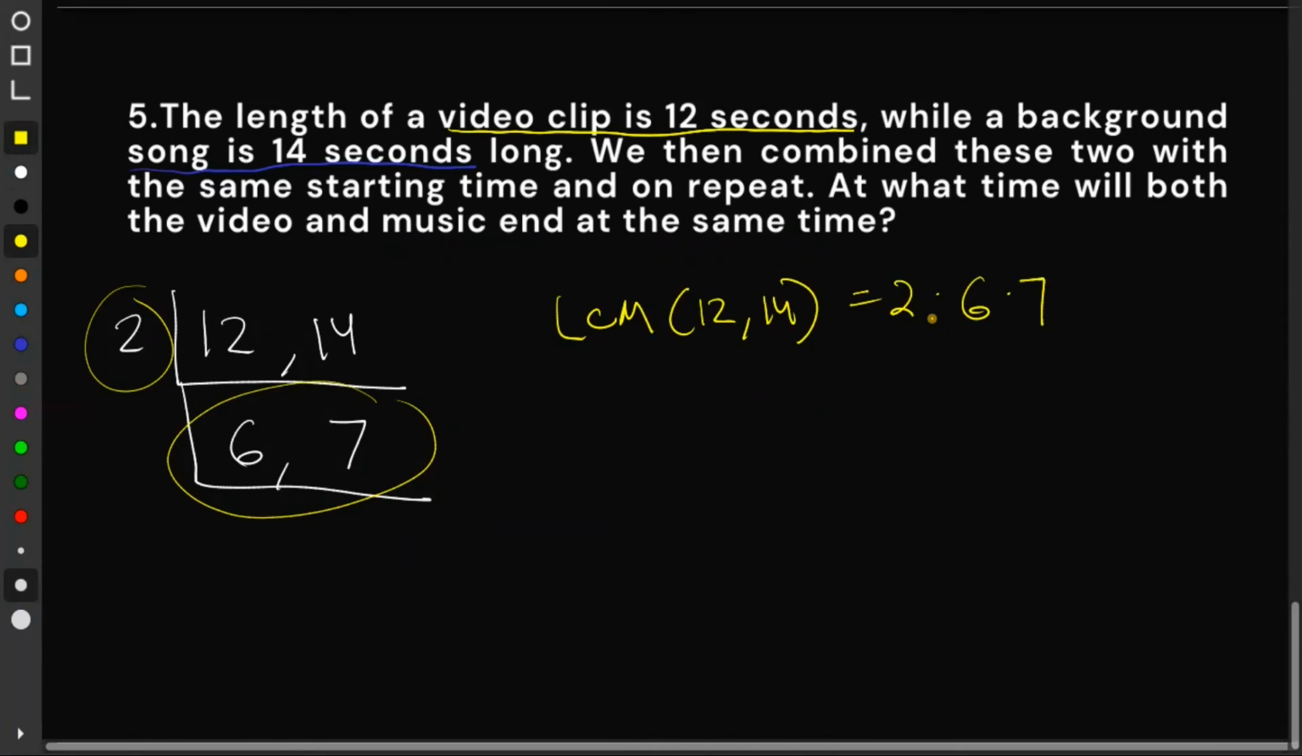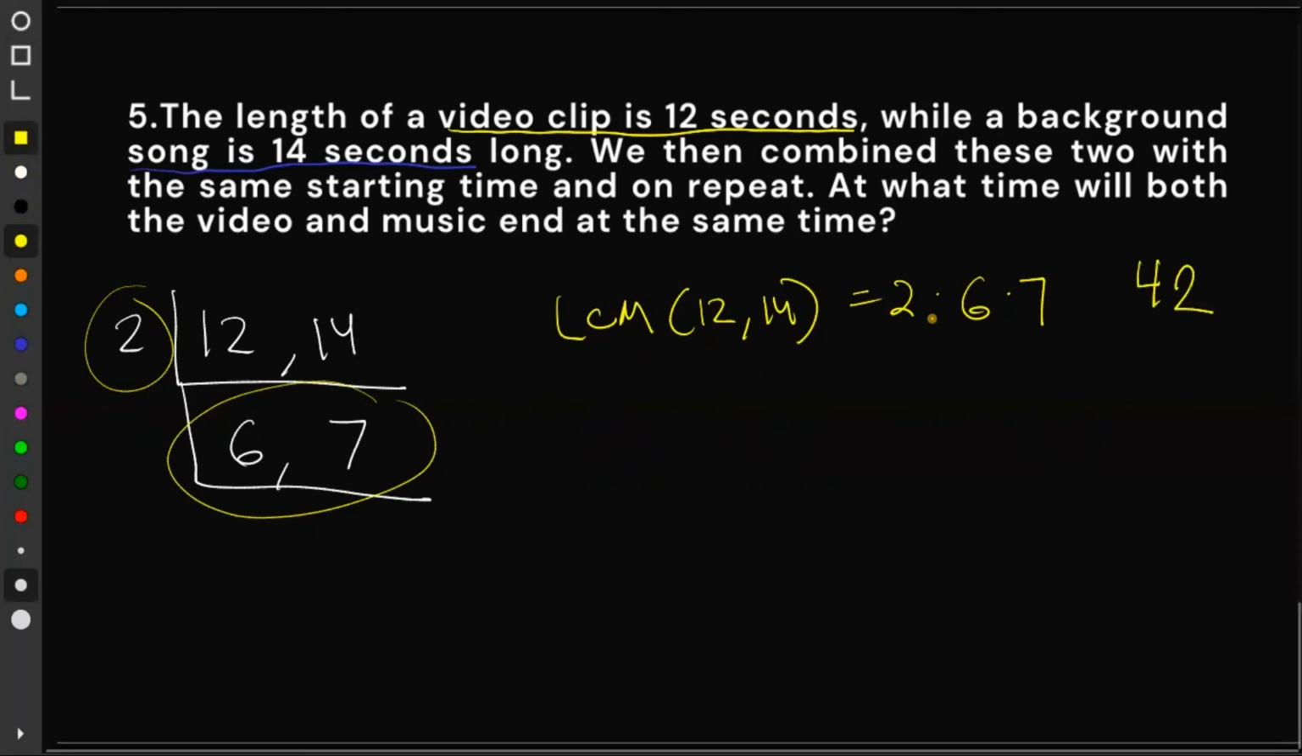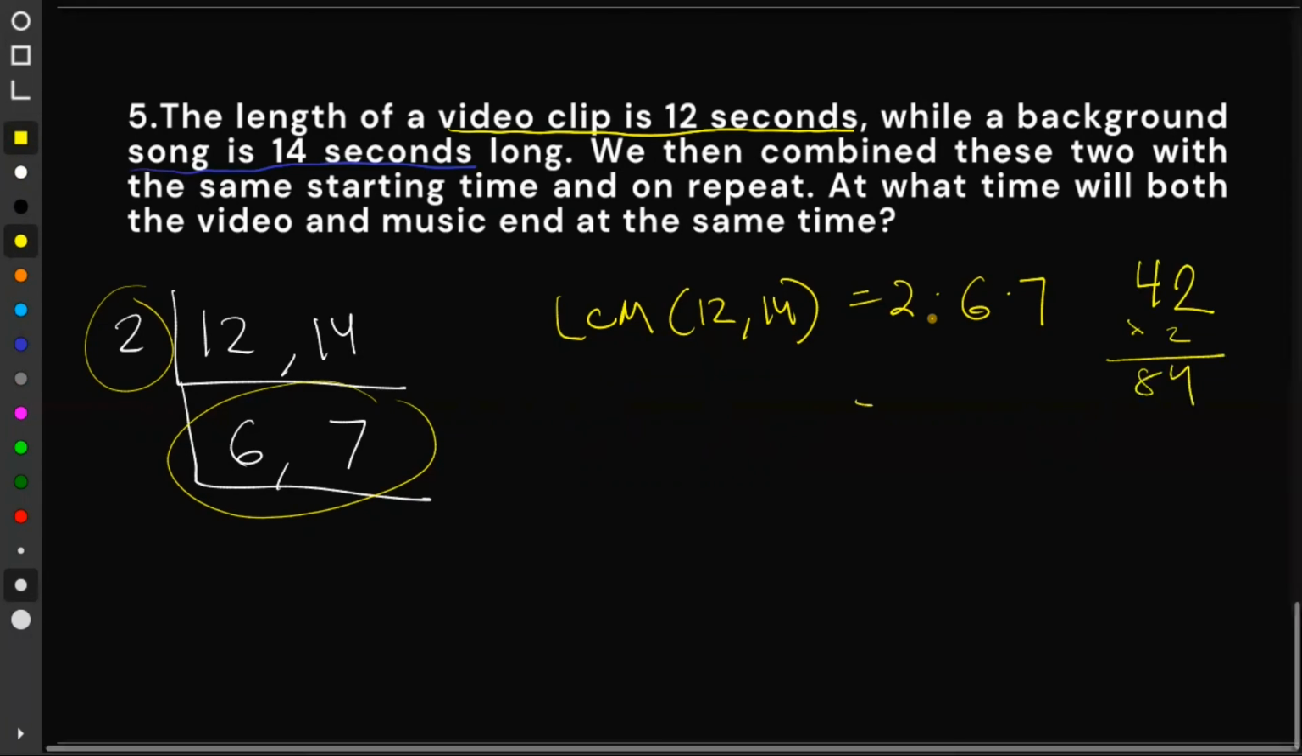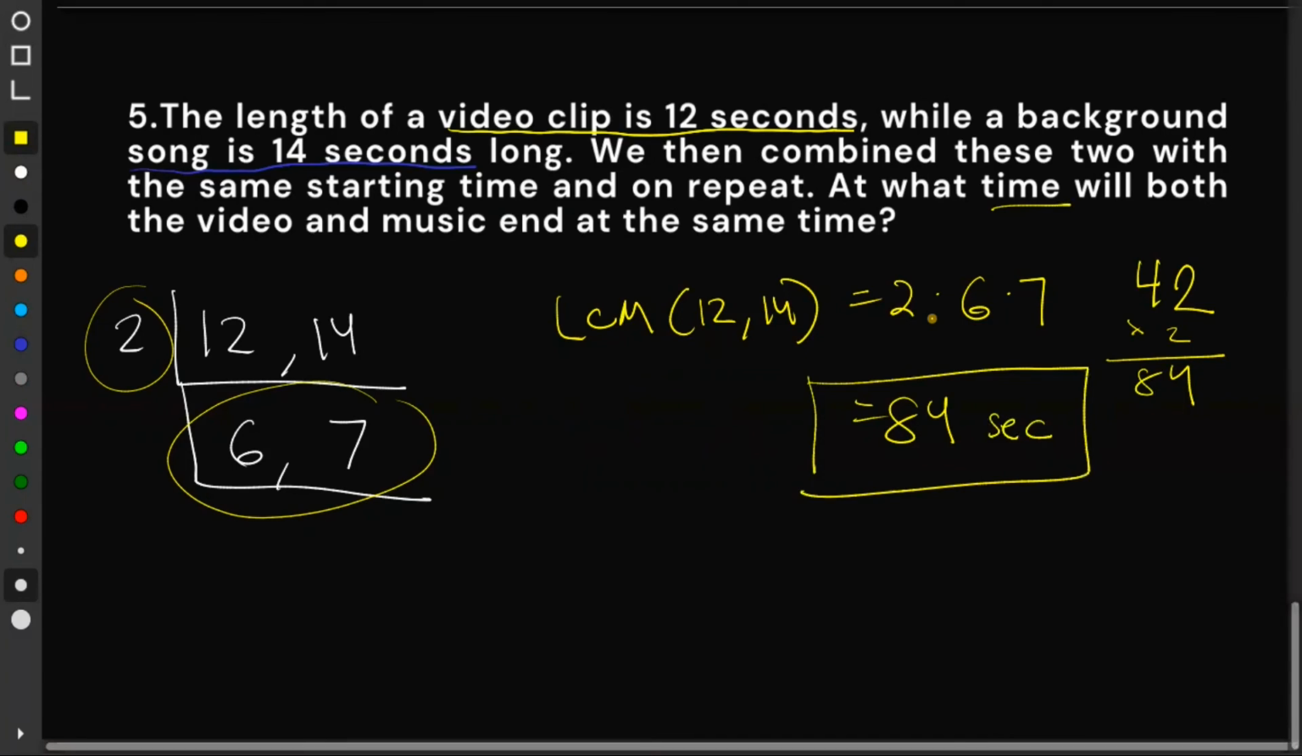Now we just simplify this one. So 6 times 7, that is 42. Yes, it's 42, times 2 will give us 84. So the LCM is 84. Since we are asked for the time, we've got to write the unit, which is 84 seconds. And that is the answer for this problem.